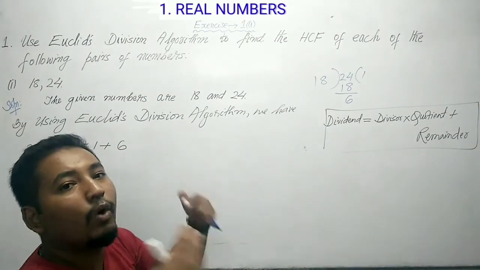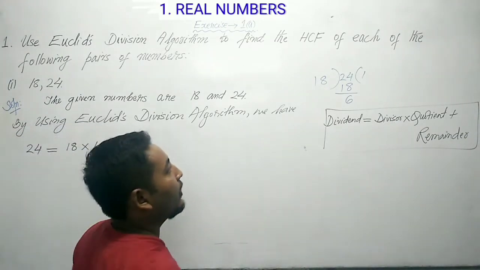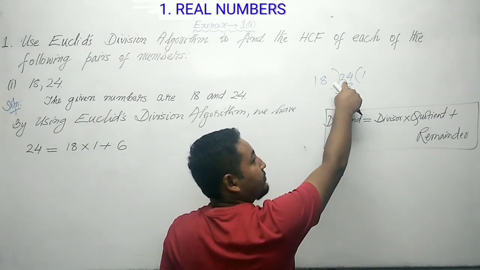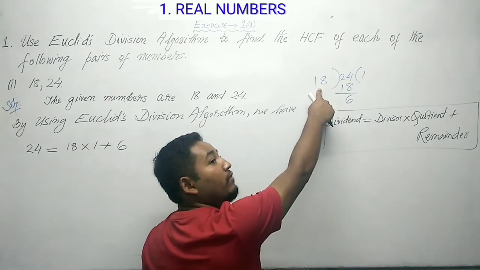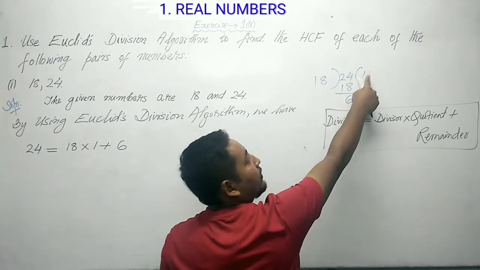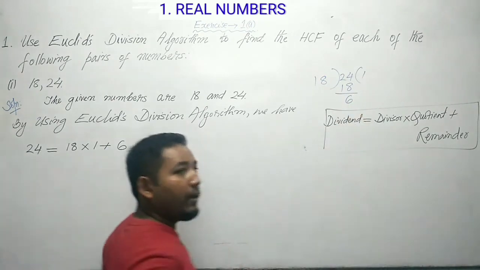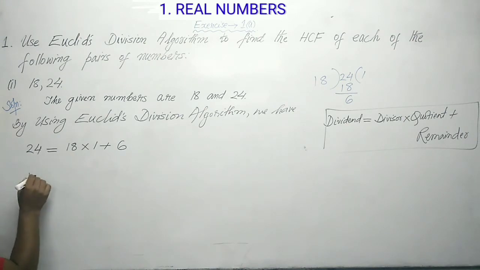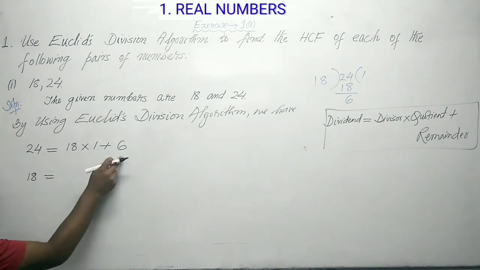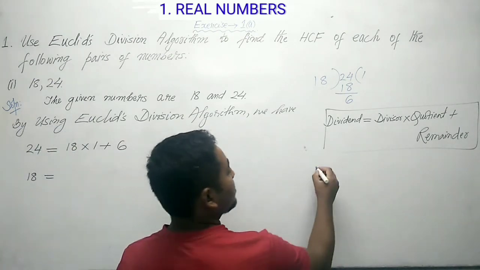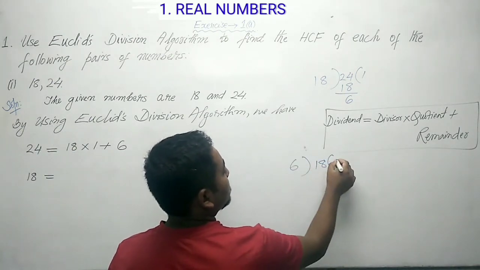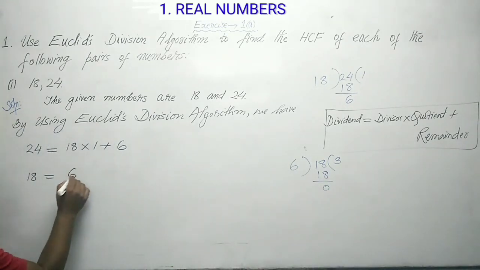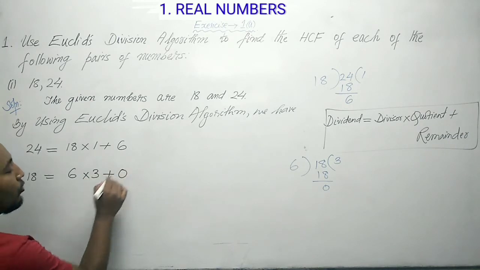Now what is dividend, what is divisor, what is quotient, what is remainder? The number which is being divided, that is called dividend. The number which you use to divide, this is called divisor. This is called quotient and this is called remainder. Now again, write down 18 here. Divide 18 by 6. 6 3s are 18. Remainder is 0. So I write down 6 into 3 plus 0.